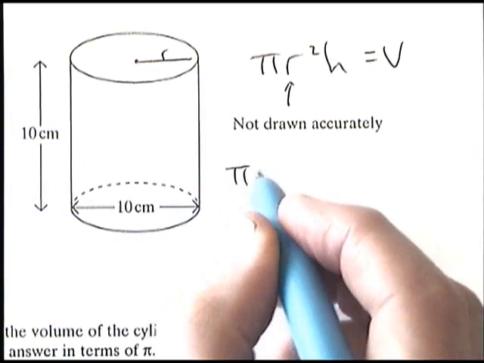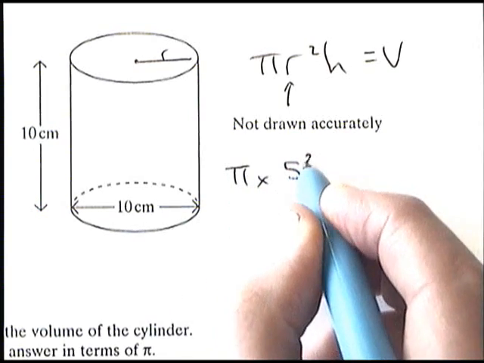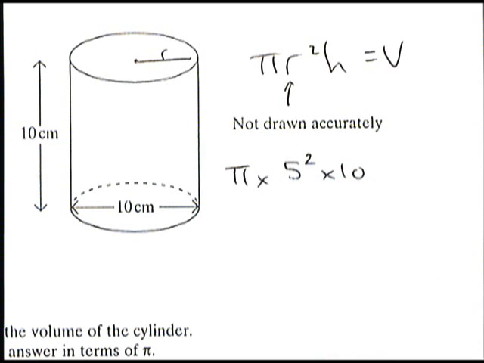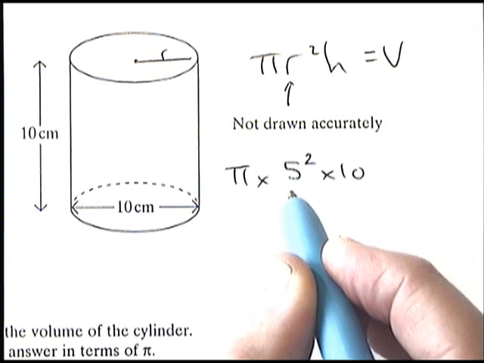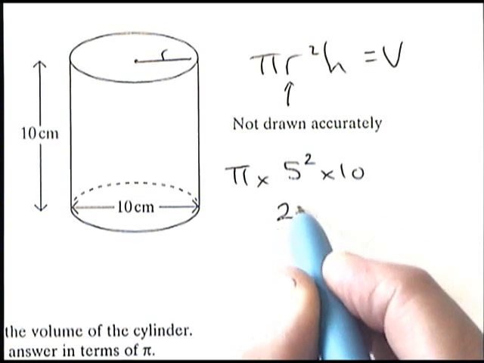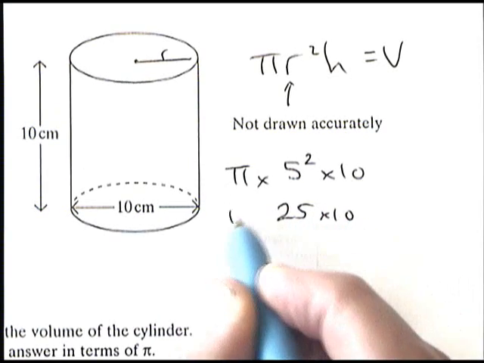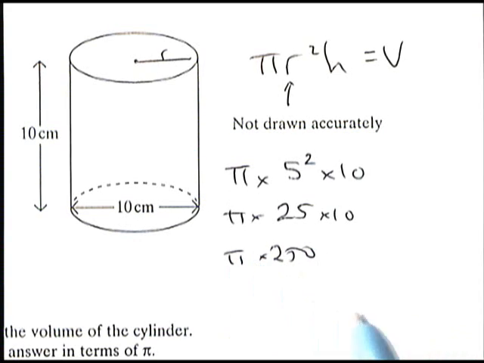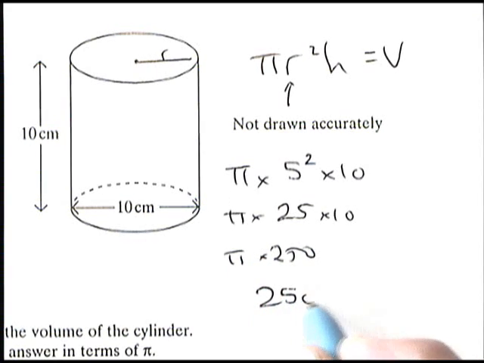So we're going to have pi times by the radius squared times by the height will give us the volume. The 5 squared is 25. And when you times the 25 by 10, you'll get 250. We've still got the pi here, so the answer will be 250 pi for the volume of that shape.